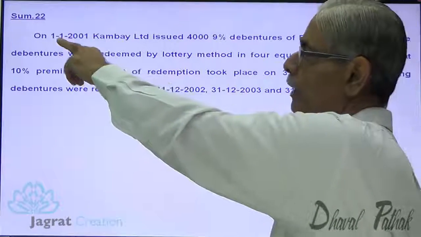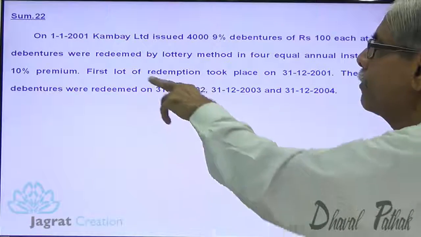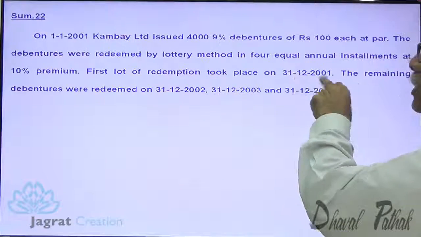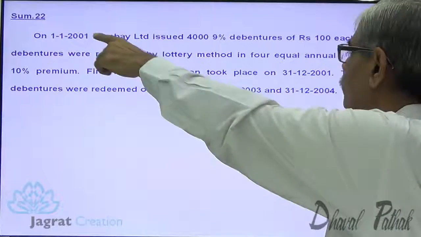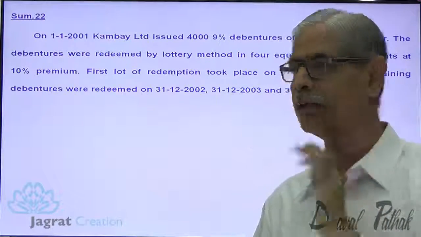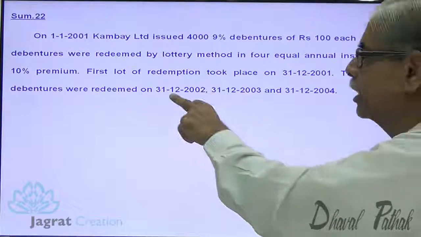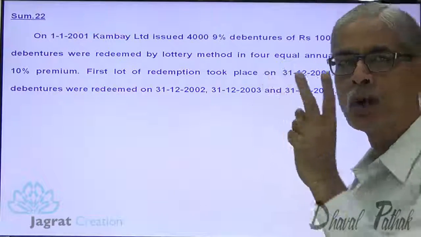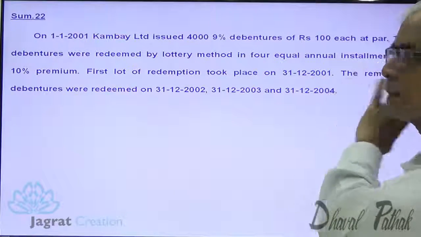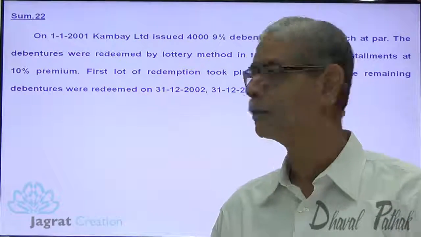Now the issue date is 1/1/2001. The first lot of redemption took place on 31st of December 2001. So the first redemption is after 1 year. The second redemption is on 31st of December 2002. So after 2 years, 3 years and 4 years. This is how the redemption is to be done.